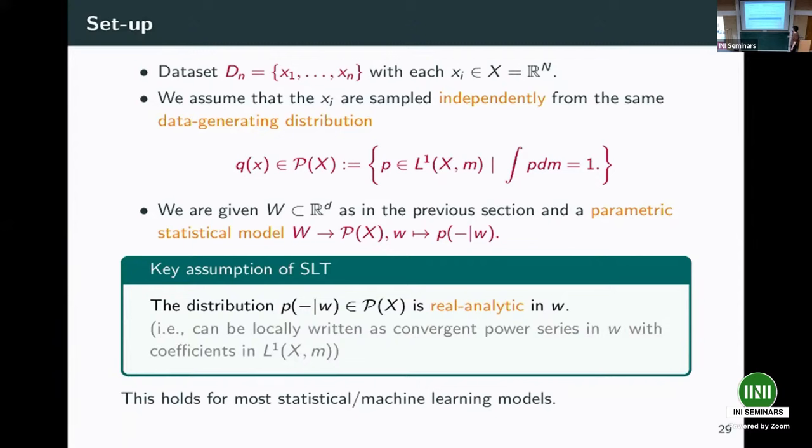And so we are given some parametric model, and the space of parameters is some compact subset in R^d as in the previous section. And the parametric statistical model is just a map from this W to this set of probability distributions on X. And the key assumption is that this is a real analytic function. What does it mean? It means that locally, it can be written as a convergent power series in W with coefficients in L1. You can make sense of this. And this is the case for most statistical or machine learning models, and I will comment on this at some point, because they're usually built out of simple functions.